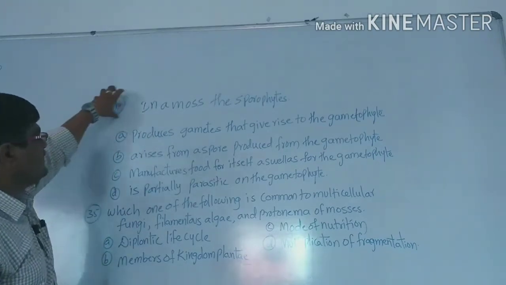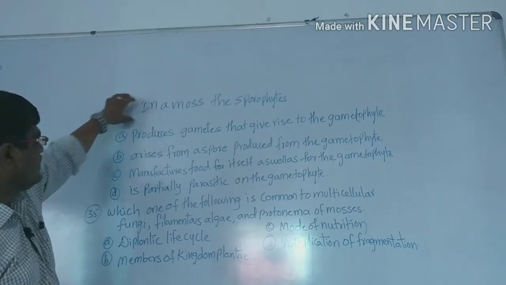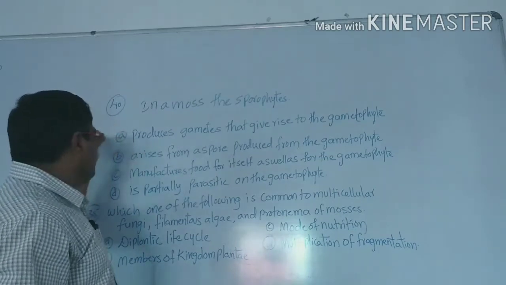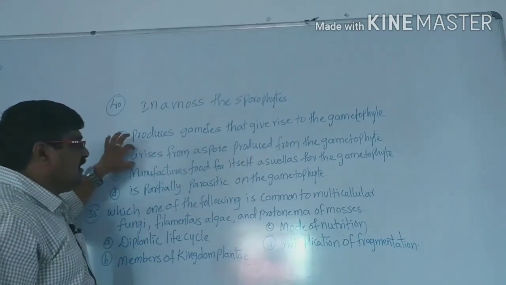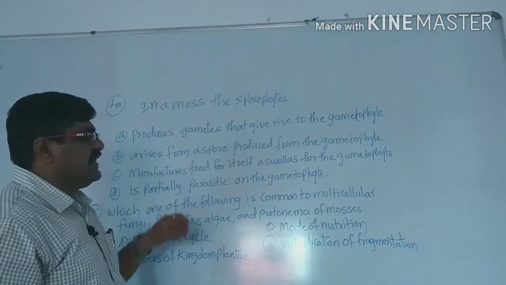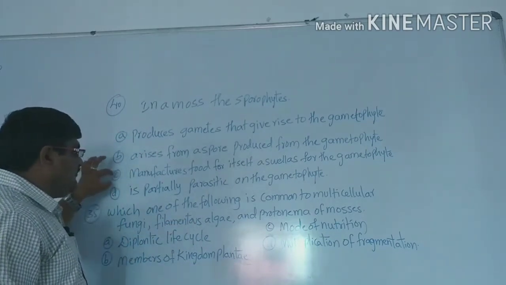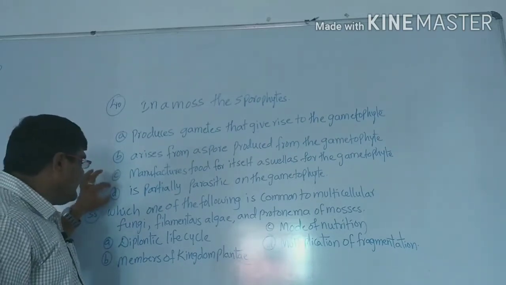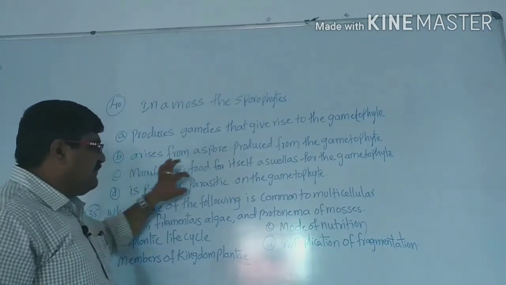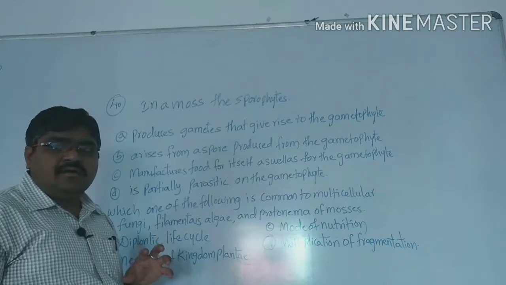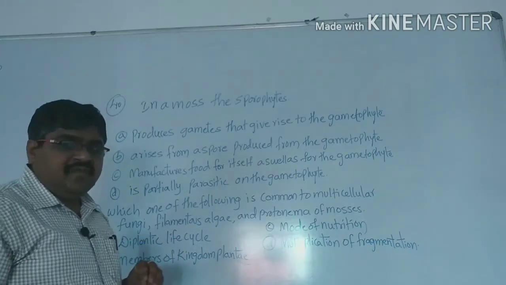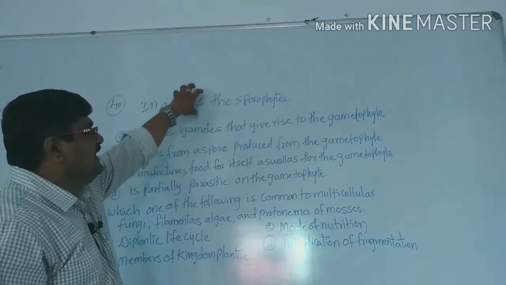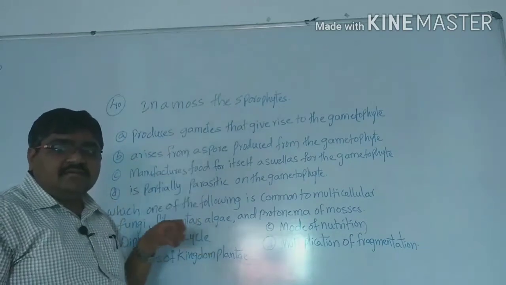First one is: in mosses, the sporophyte is: A, produces the gametes that give rise to a gametophyte; B, arises from the spore produced from the gametophyte; C, manufactures food for itself as well as for the gametophyte; and D, is partially parasitic on the gametophyte. Here the question is mainly about the sporophyte function in these bryophytes.